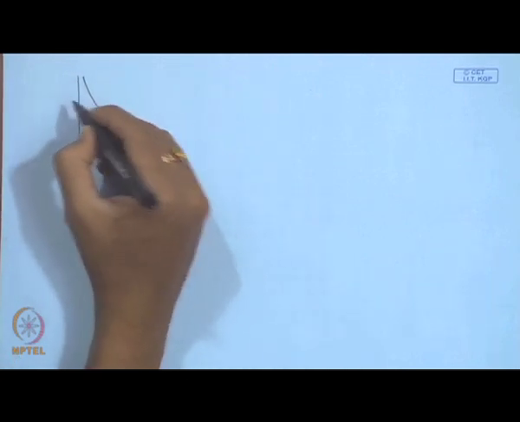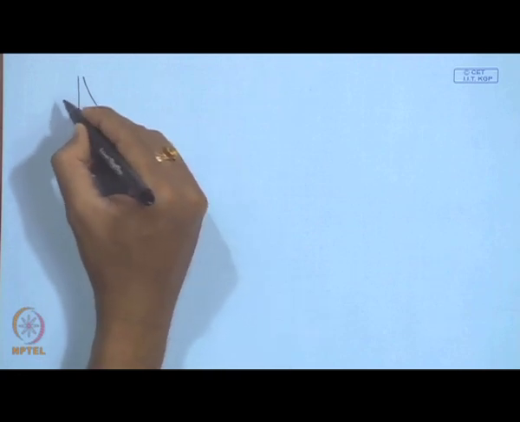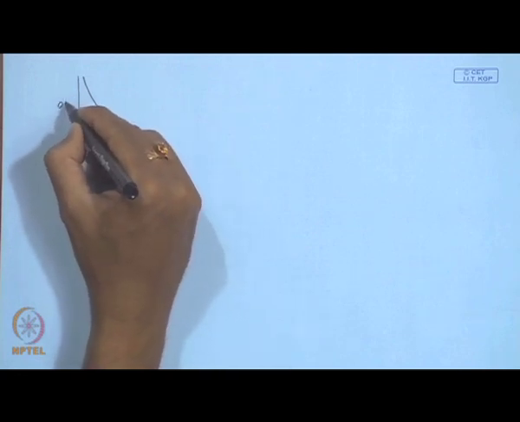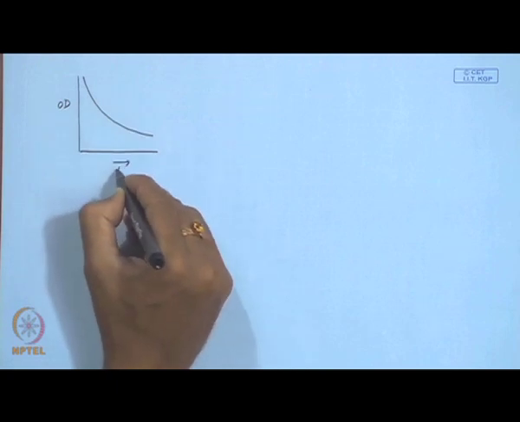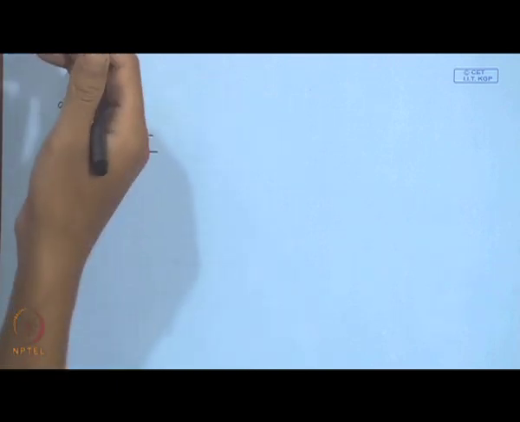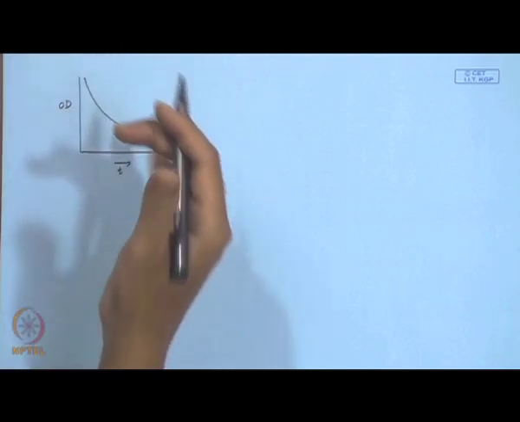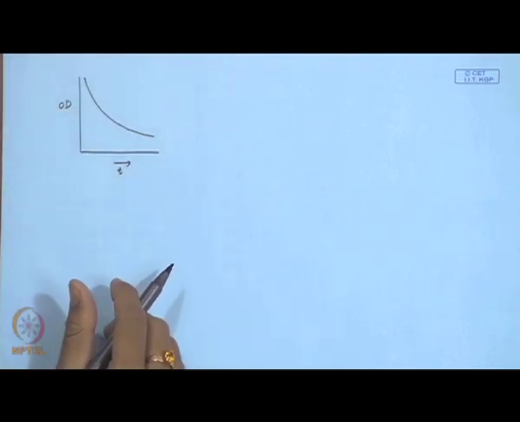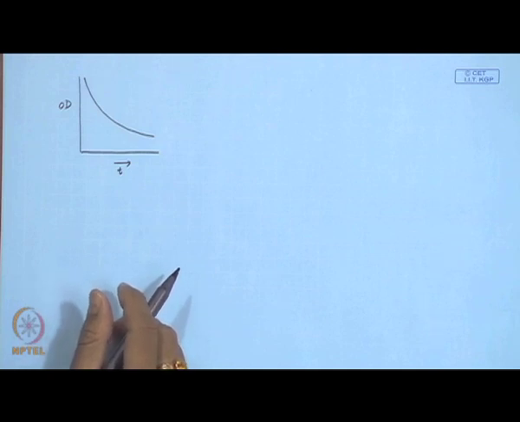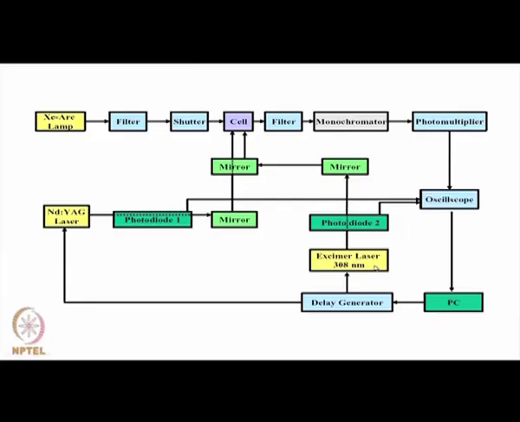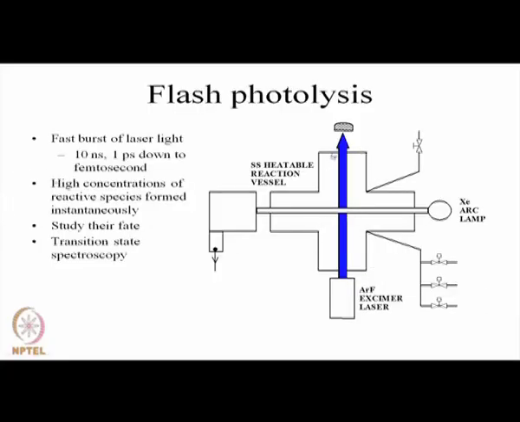This is the decay pattern. This is your OD, optical density, as a function of time, okay. So, analyzing this decay profile will get us the time constants and decay factors, okay. So, in a typical example, this is another simplified description: this is your xenon arc lamp, this is your detector, and this is your reaction vessel.